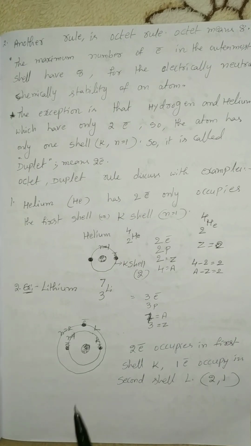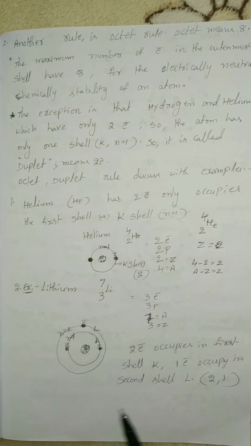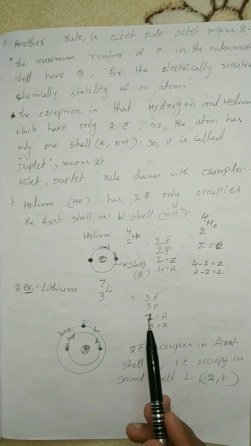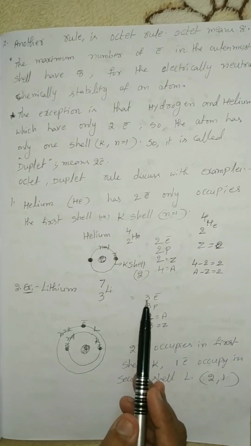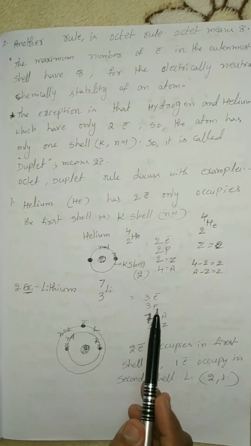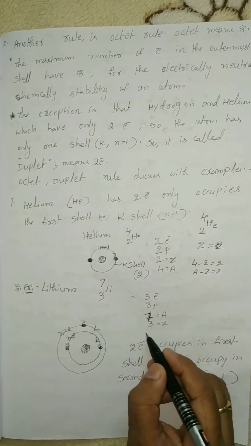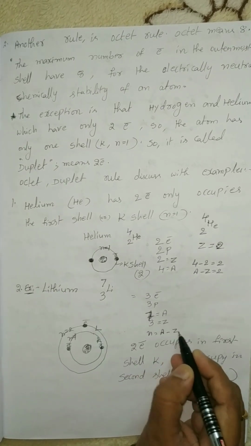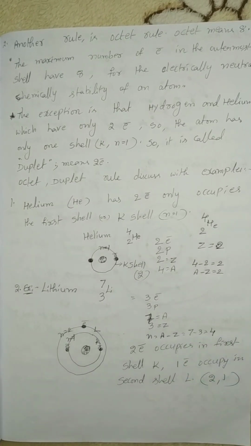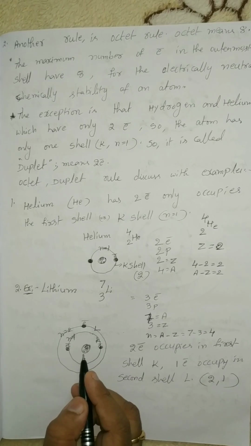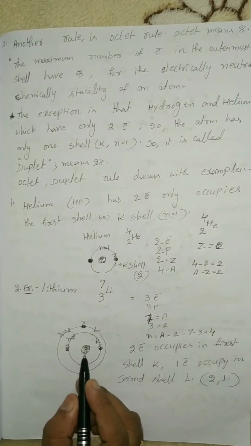Next, lithium. Lithium is 3, lithium 7. So we know that Z equal to 3, electrons 3, protons 3, mass A equal to 7. So neutrons A minus Z, 7 minus 3, 4. So in the nucleus, 3 protons and 4 neutrons are present.